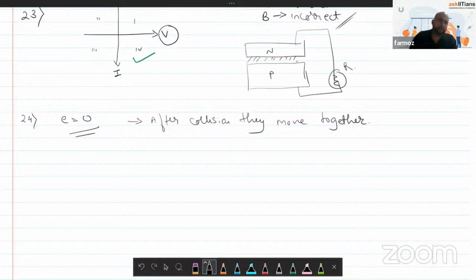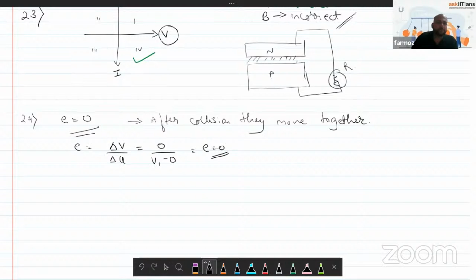See, now how exactly 2 by 1? We know that e is equal to the change in velocity after collision upon the change in velocity before collision. So obviously this change is 0. So this will be v1 minus 0. Based on that we get the formula that e is equal to 0. No doubt about it. This is correct.